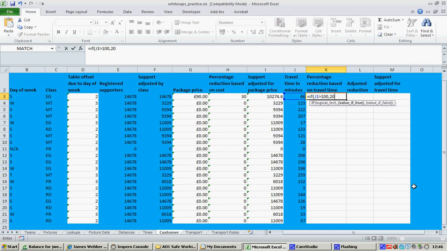So I want to reduce it by 20%. Otherwise, everyone's going to come because it's less than 100 miles away. There you go. I could nest it if, again, then do another equals if J3 is greater than 200 miles. Nobody's going to come at all.